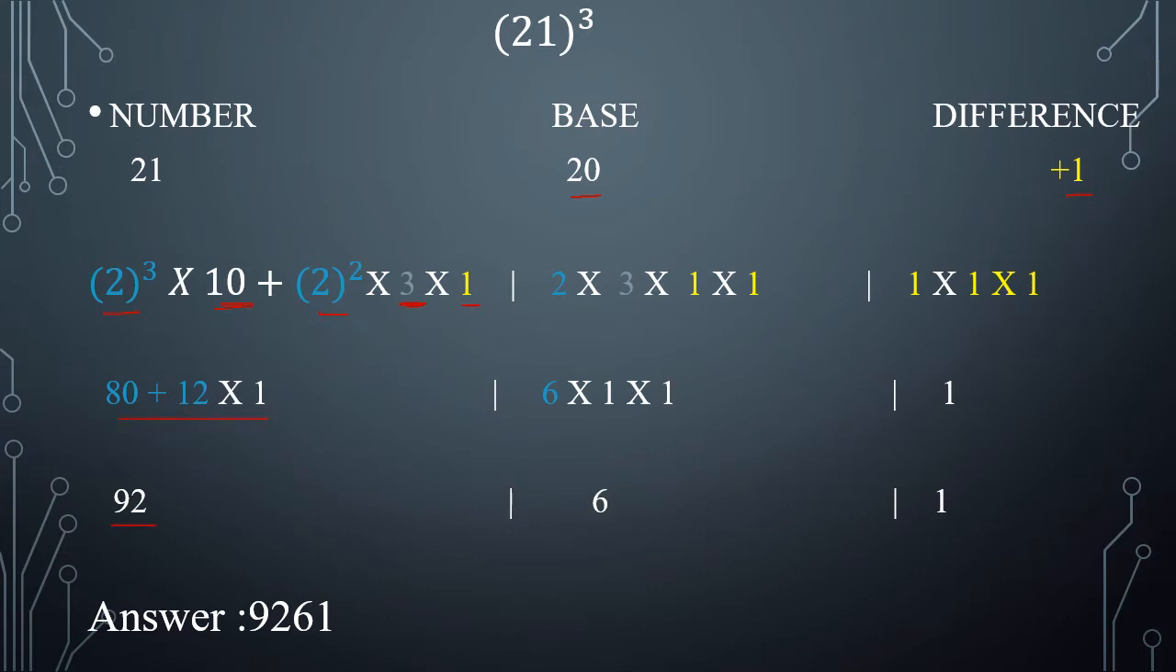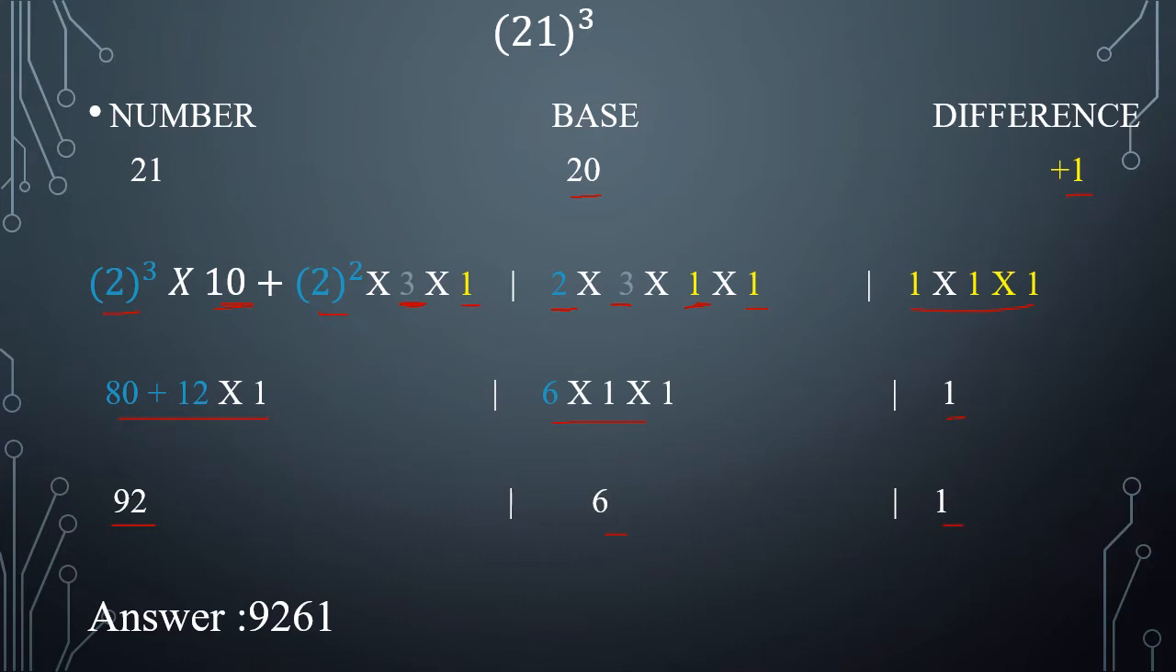For the second part, we first take 2, which was the factor. Then we take 3, which is a constant term. And then we multiply by the difference squared, which is 1 times 1. So 2 times 3 is 6, and 6 times 1 is 6. The complete result of the second part is 6. For the third part, we find the cube of the difference. That is 1 times 1 times 1, which is 1.